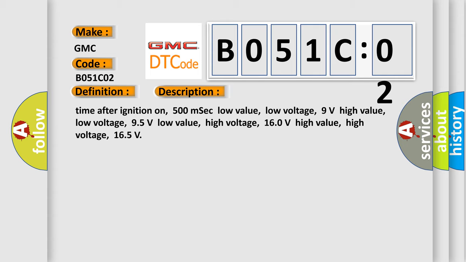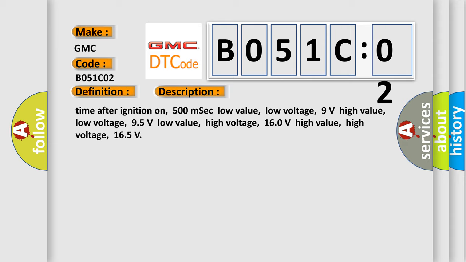Time after ignition on, 500 ms. Low value, low voltage, 9 volts. High value, low voltage, 95 volts. Low value, high voltage, 160 volts. High value, high voltage, 165.